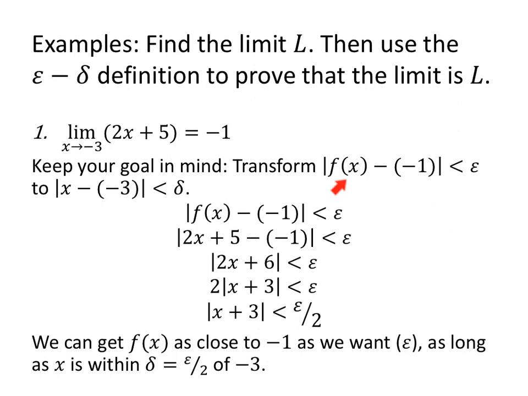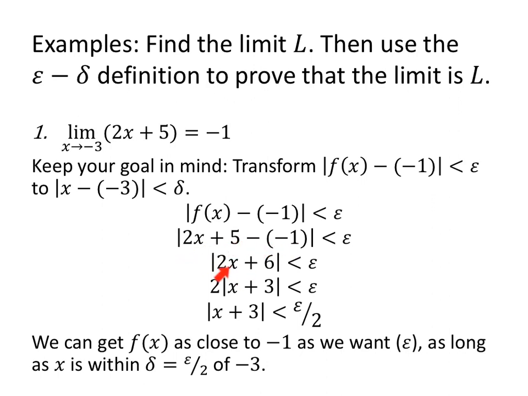Keep your goal in mind. I want to transform the absolute value of f of x minus my limit, negative 1, less than epsilon. In general, we don't have a specific value. We want to transform it to the absolute value of x minus a, negative 3, is less than delta. So let's try it. F of x minus our limit negative 1 is 2x plus 5 minus a negative 1.